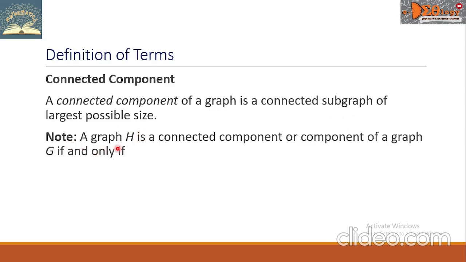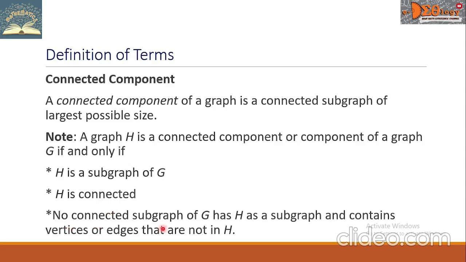Note, a graph H is a connected component or component of a graph G if and only if, number one, H is a subgraph of G. Number two, H is connected. Number three, no connected subgraph of G has H as a subgraph and contains vertices or edges that are not in H.